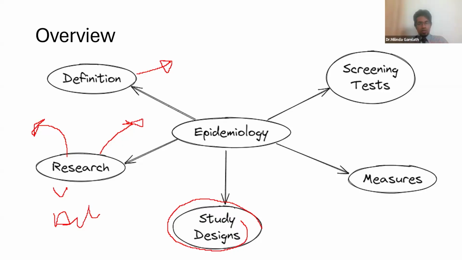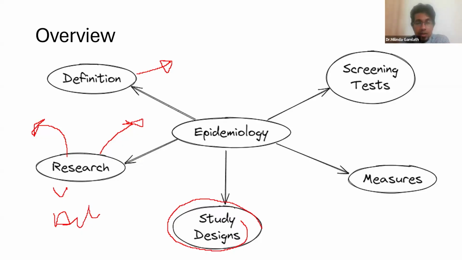And primary research, you can divide into these. First of all, interventional studies and observational studies. Interventional studies, you intervene and change variables. Observational studies, you do not intervene, you simply observe. And observational studies, you can divide again into descriptive studies and analytical studies. Descriptive studies, you only describe the data in time, place, and person. Examples are case reports, case series, cross-sectional studies, and ecological studies.